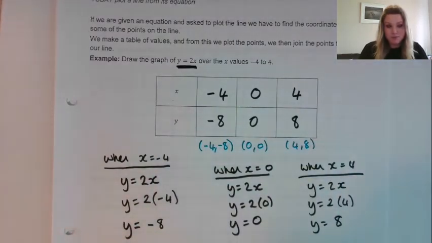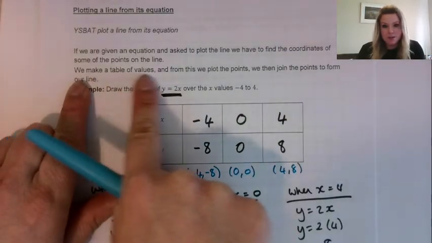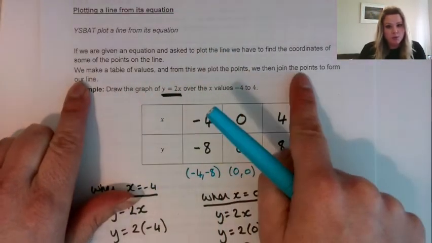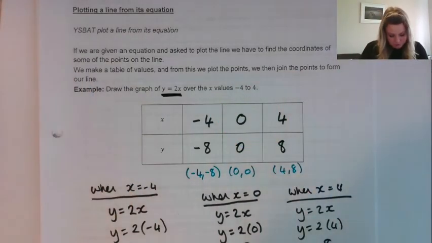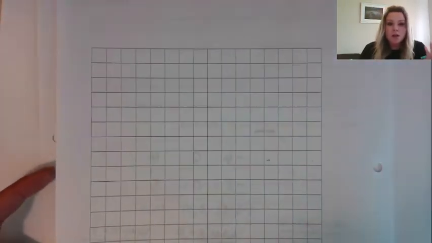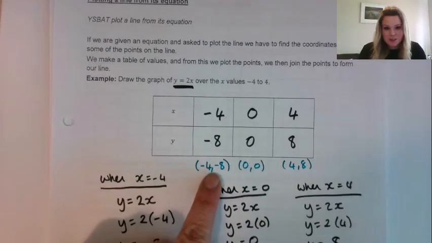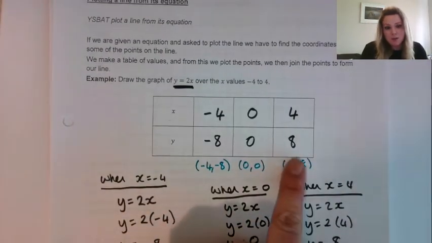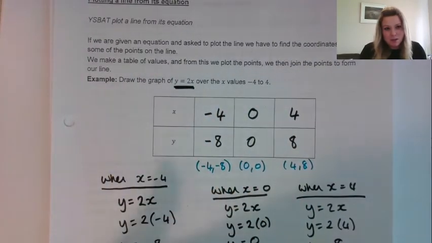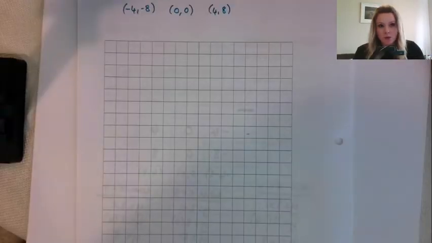Now, next thing we have to do then is to actually plot the points on a bit of graph paper. So we make the table of values, and from this we plot the points, then join the points to form our line. Now, in our notes, we have some squared paper that we can use for this. It's on page 54. Now, annoyingly, there's an awful lot of flicking backwards and forwards here. So I'm just going to take these coordinates that we figured out that we're going to be plotting. I'm just going to write them at the top of the next page to save me from flicking backwards and forwards all the time. Okay, so here we go.